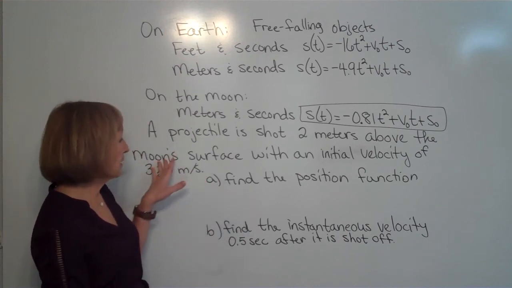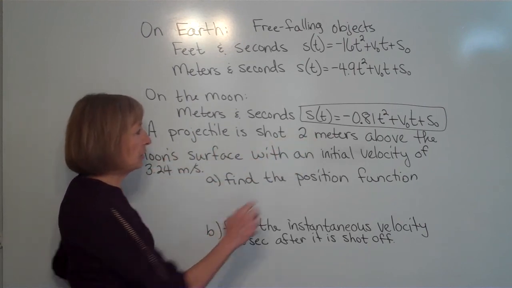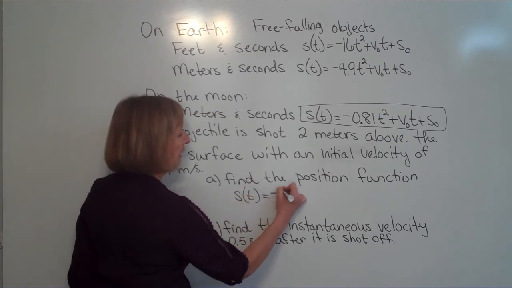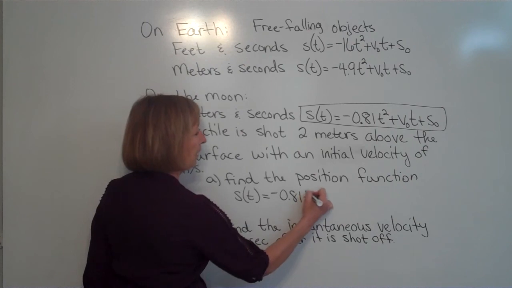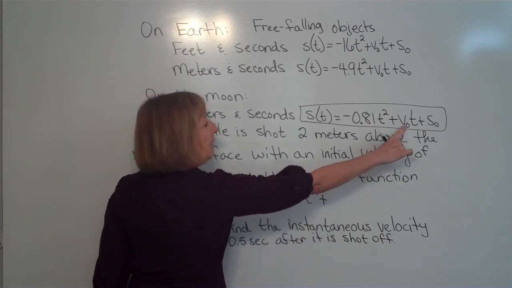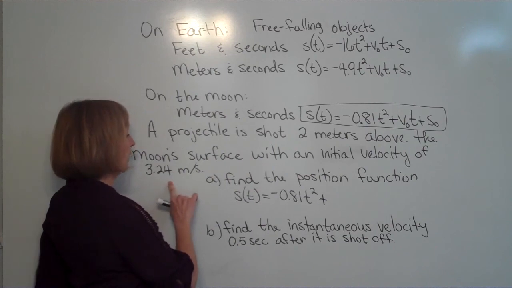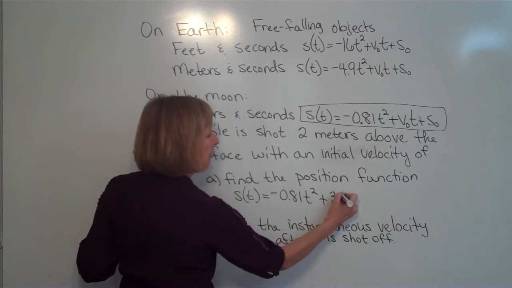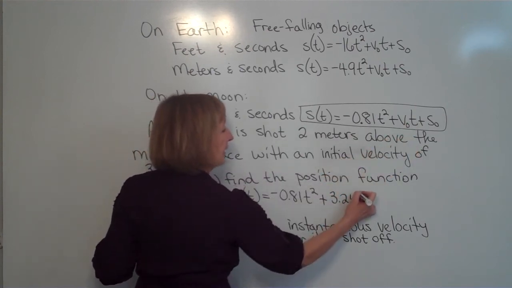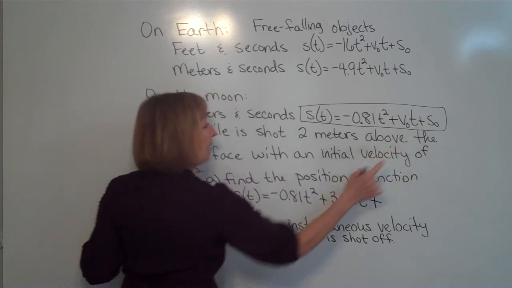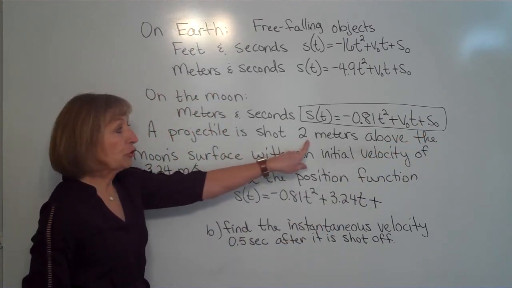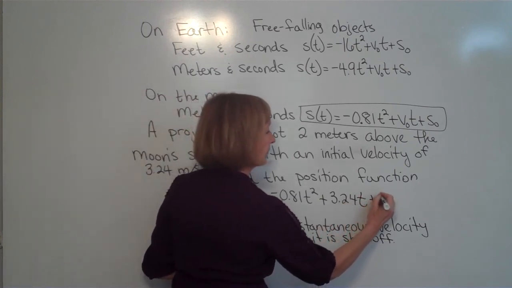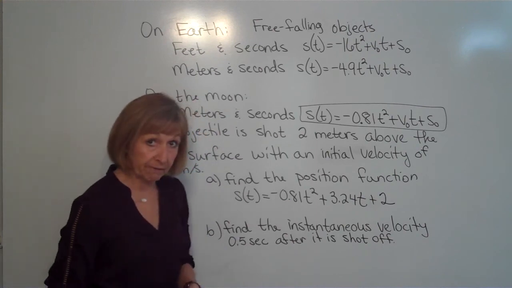Well, we saw again that it's the moon's surface and measured in meters, so our position function s of t will be equal to negative 0.81 t squared plus my initial velocity. It says with an initial velocity of 3.24 meters per second. So I have 3.24, then t, and then plus my initial position. It was shot 2 meters above the moon's surface, so that's plus 2. So there's our position function.